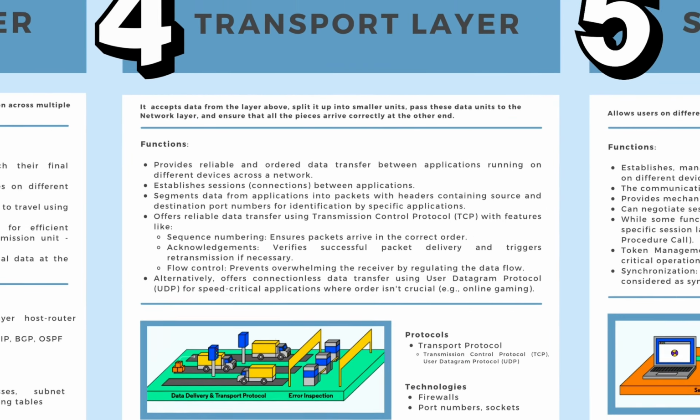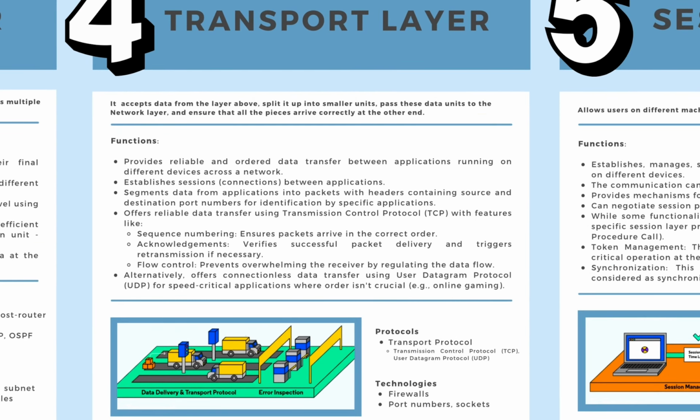So, passing to layer number 4, we have the transport layer. This layer accepts data from the layer above, splits it up into smaller units, and passes these data units to the network layer. And of course, it ensures that all the pieces arrive correctly at the other end. Among the main functions of this layer, it provides reliable and ordered data transfer between applications running on different devices across the network.